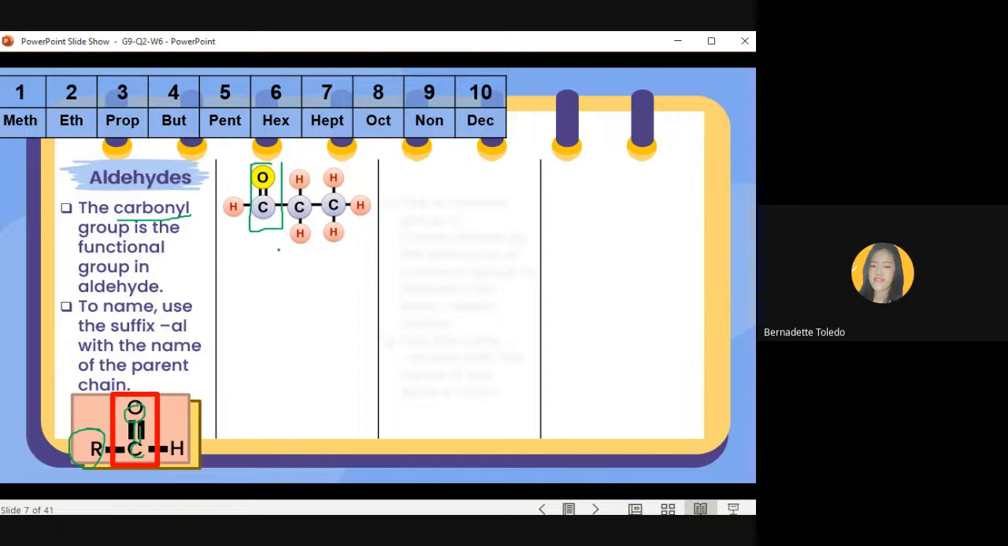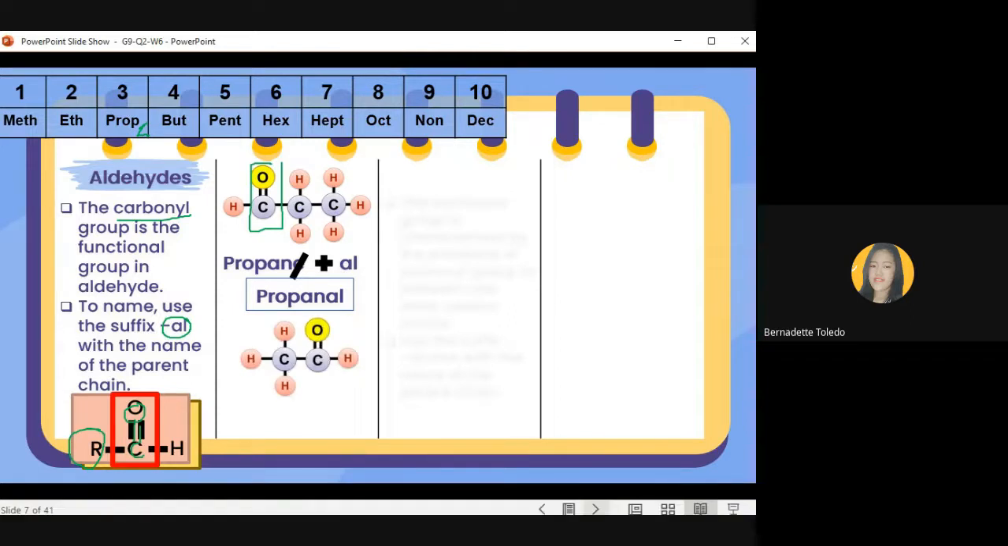Now, in naming the aldehydes, we will just use the procedure that we did in naming alcohols. So just count the number of carbons, then identify its name as an alkane. On this one, we have three carbons, so we will be using the prefix prop. So if this is an alkane, we will have the name propane. Now, to name this aldehyde, we will just cancel out the letter E and add the suffix for aldehyde, which is al. So, cancel the E plus al. The name of this compound is propanal.